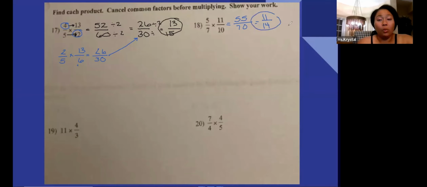Now, where could we do some simplifying? The 5 and the 10. So if you wanted to, you can divide by 5, which would give us 1 on the top.